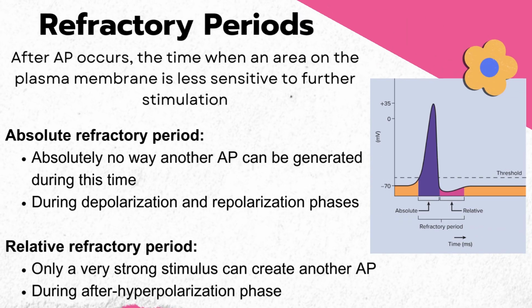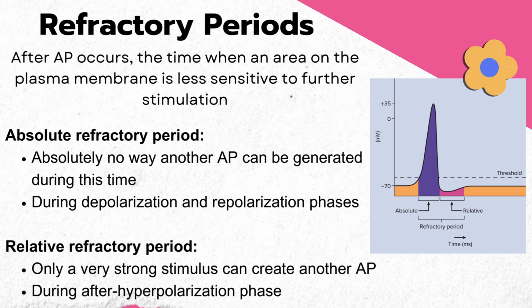Refractory periods are the times after an action potential occurs that an area on the plasma membrane is less sensitive to another action potential. During an absolute refractory period, the area is completely insensitive to another stimulus, so there is no way another action potential can be generated. The absolute refractory period is during depolarization and repolarization phases. The image shows the absolute refractory period in purple.